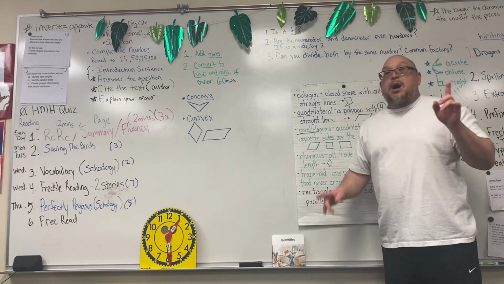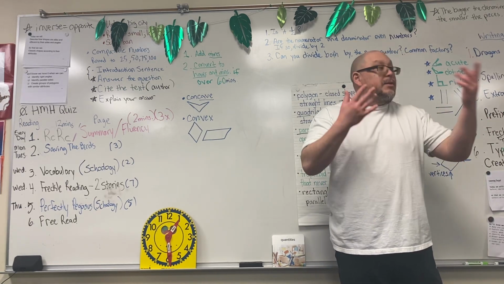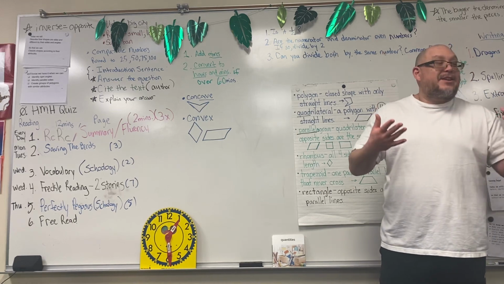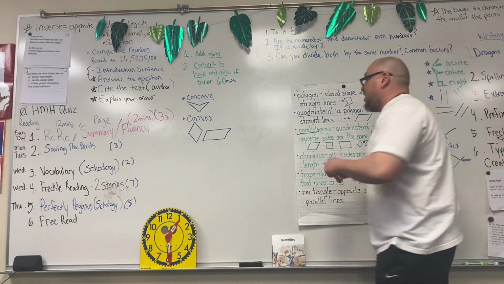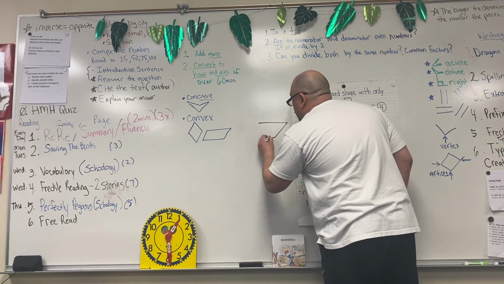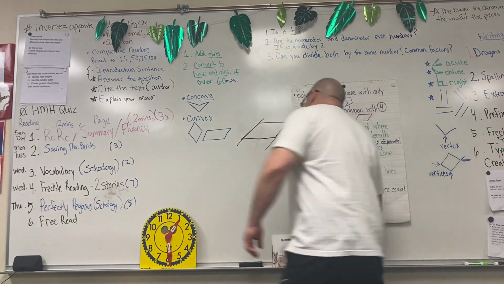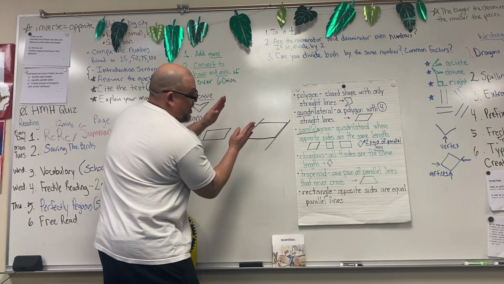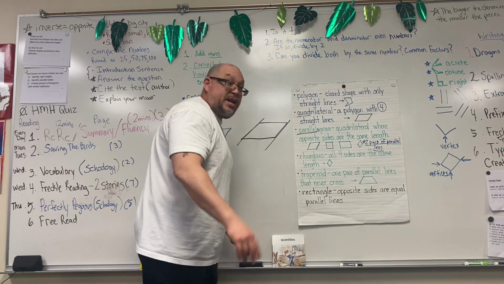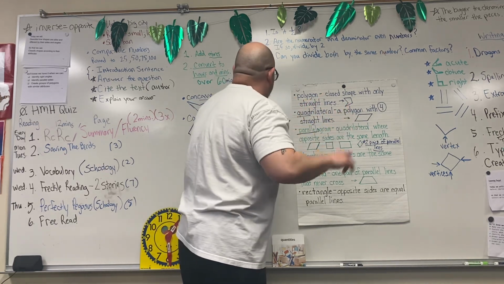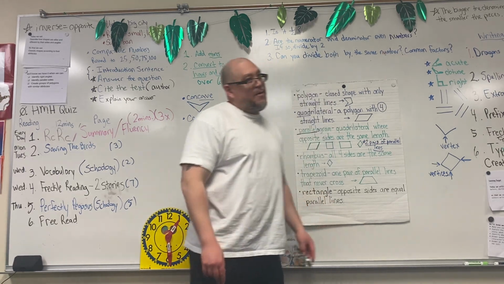All right. Now, a parallelogram has what? Two pairs of parallel lines. So this line and this line, parallel lines, and then the top and the bottom, boom. Parallel lines, never cross. That's two pairs.